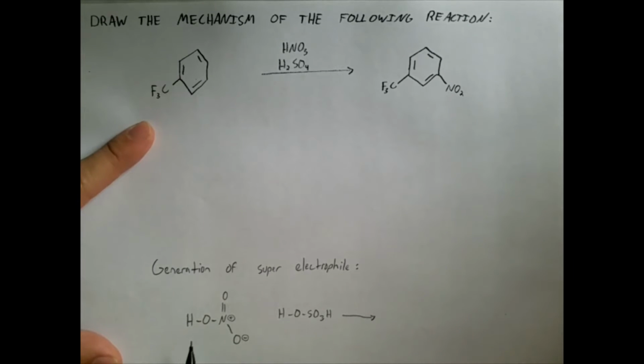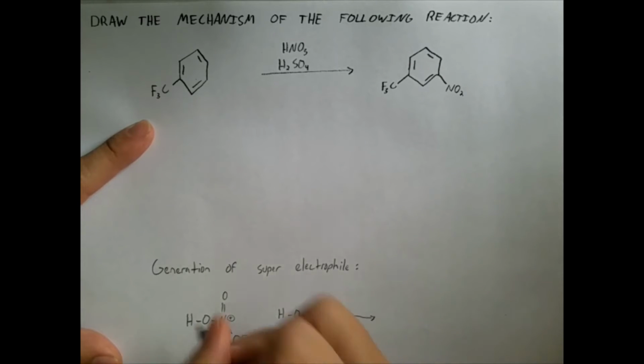And what we're going to do is we're going to take this OH group and we're going to try to make it a better leaving group in order to create what we call a nitronium ion. And the nitronium ion is a really strong electrophile, which means it's easily accepting electrons.